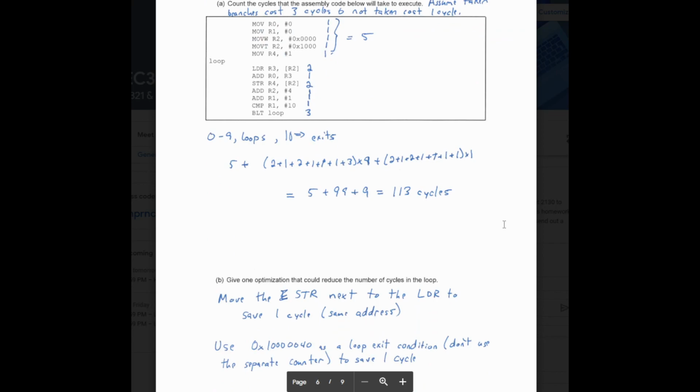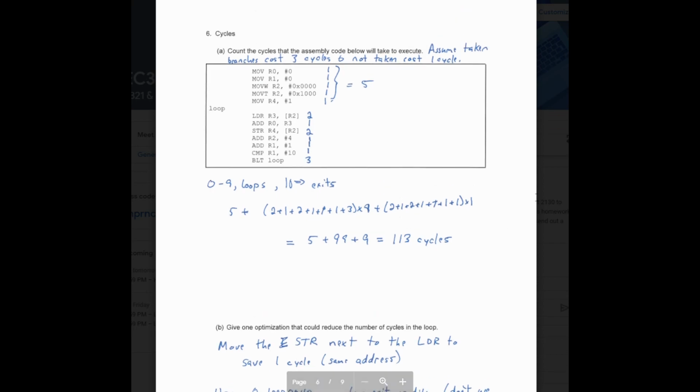Let's move on to the cycle counting problem. In this case, we were looking to count the cycles the assembly code will take to execute. I do need to add to this that we assume taken branches cost 3 cycles and not taken cost 1 cycle, but that's the same as the homework. So here we're just looking these up in the ARM manual. This is reference D on the website, and seeing that moves are 1, movWs are 1, movTs are 1, so this prolog takes 5 cycles.